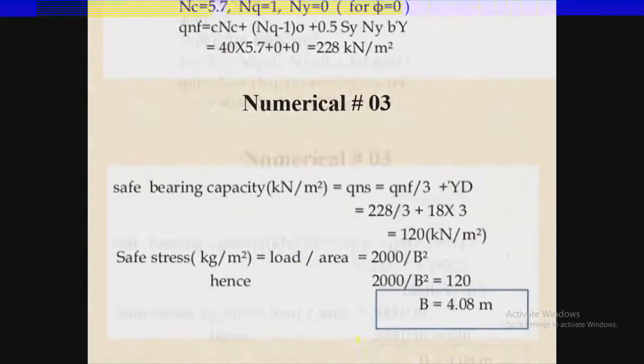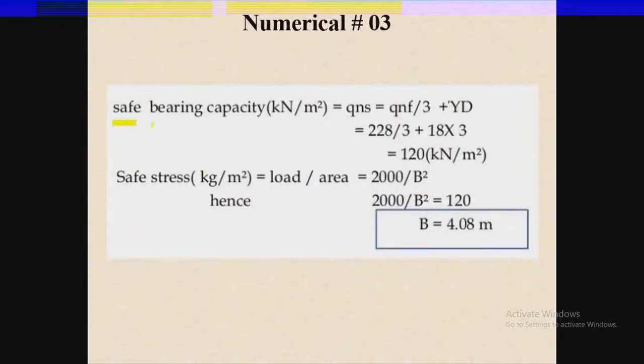Now converting this into the gross safe bearing capacity, we will divide the net ultimate bearing capacity by some factor of safety, and we will add the effect of overburden pressure. So the value of the net ultimate bearing capacity is 228 divided by the factor of safety. In this case we have taken it as 3, gamma is 18 given in the statement, D is 3 given in the statement. We will get the gross safe bearing capacity as 120 kilonewton per meter square.